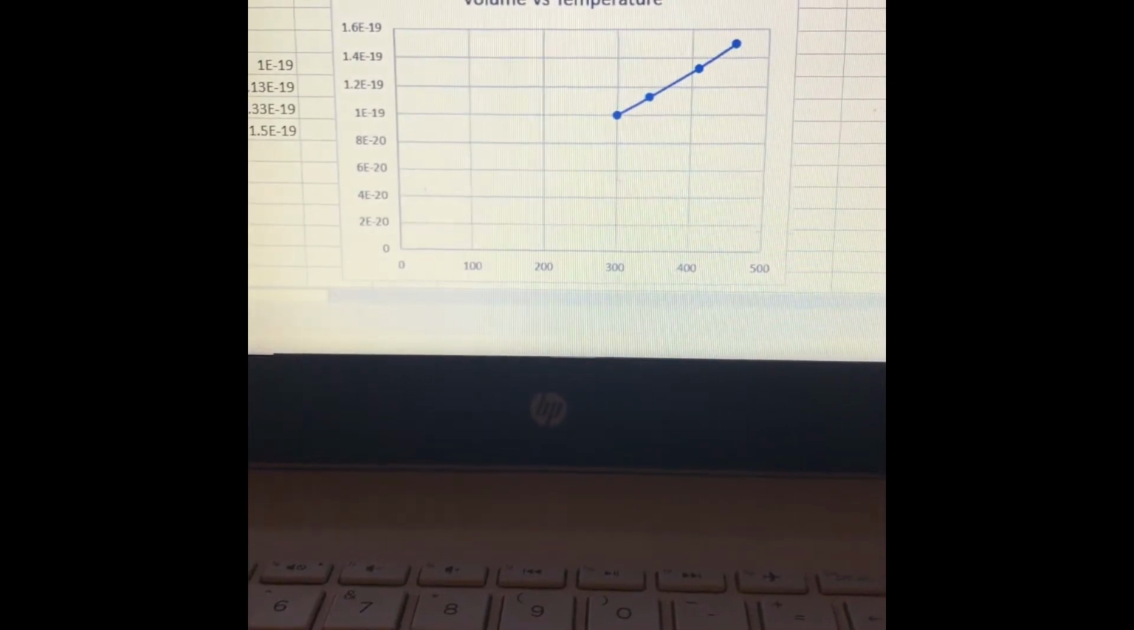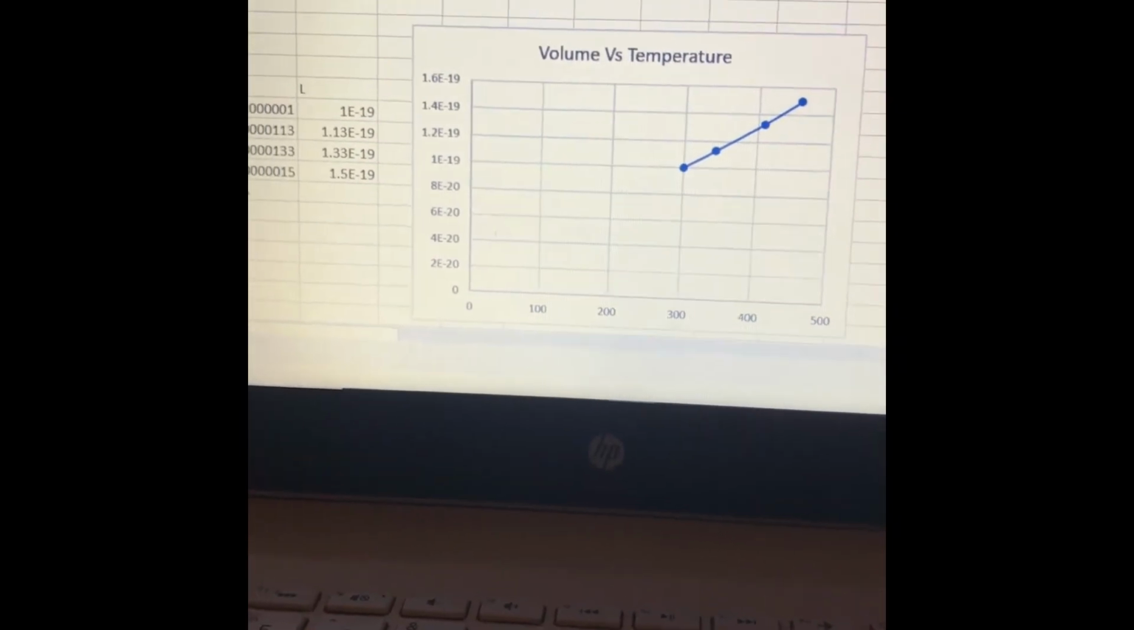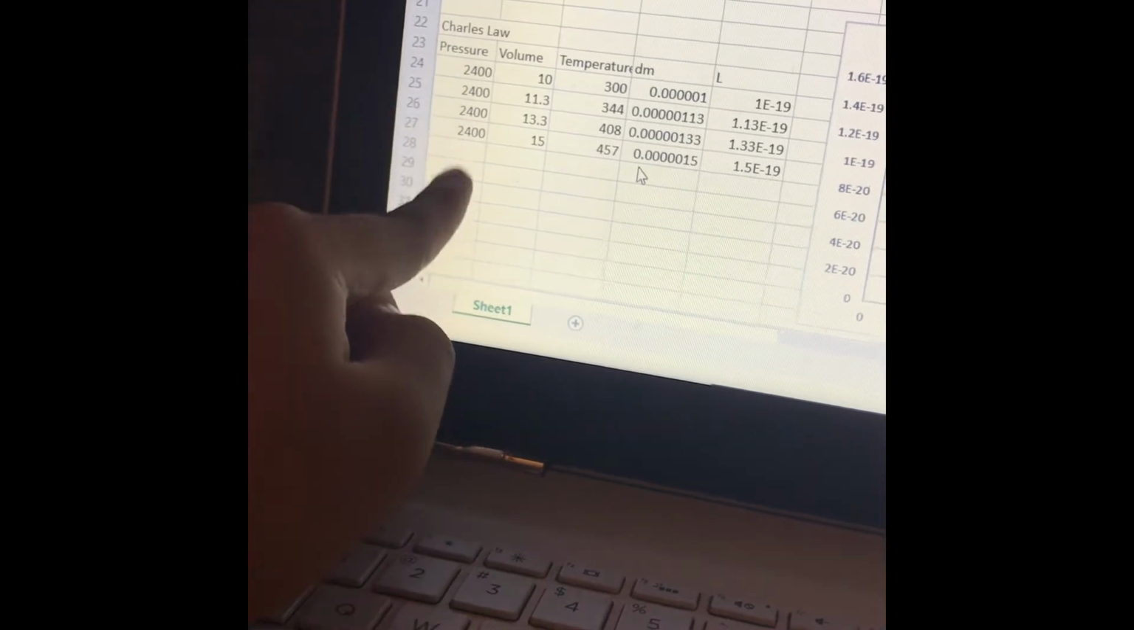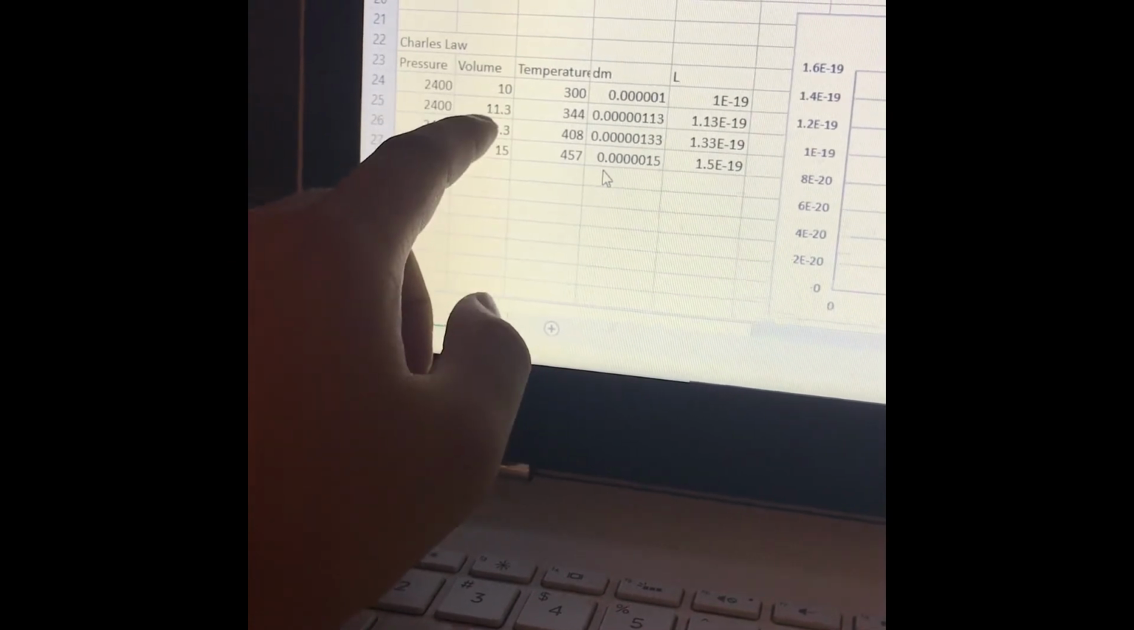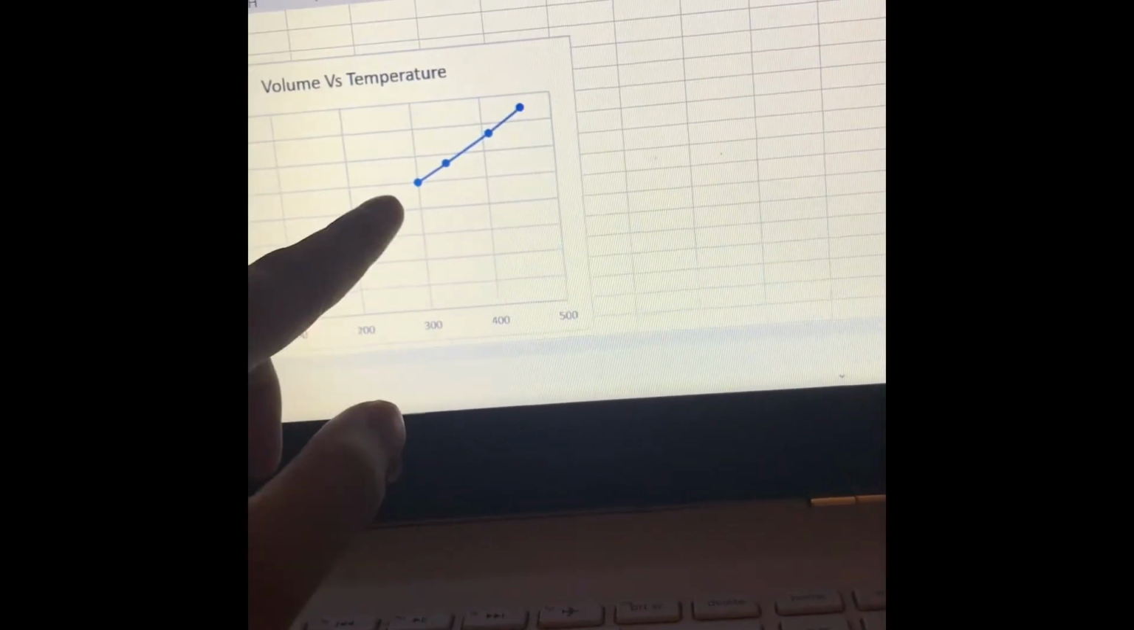Now, for Charles' law, it states that if the temperature increases, the volume increases if the pressure is constant. So I make the pressure 2400 kPa, all of them. And as you can see, I up the volume from 10 to 730, it ups from 334. Same thing. So it increases both of them. So for this one, the graph is positive, the slope is positive, non-linear.